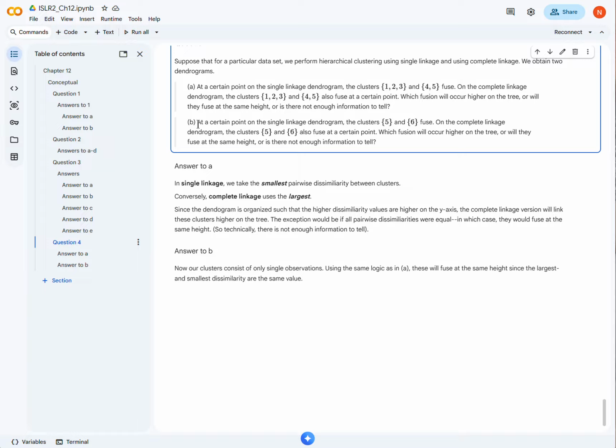Okay, so now for part B, we're meant to answer basically the same question, but now our two clusters consist of single observations, observation 5 and observation 6. Well, now we know that the two methods, single versus complete, are going to fuse at the same level. Why? Because there's only one observation in each cluster, so there's only one pairwise comparison, and that pairwise comparison is both the smallest and the largest dissimilarity. Okay, that is it for this one.